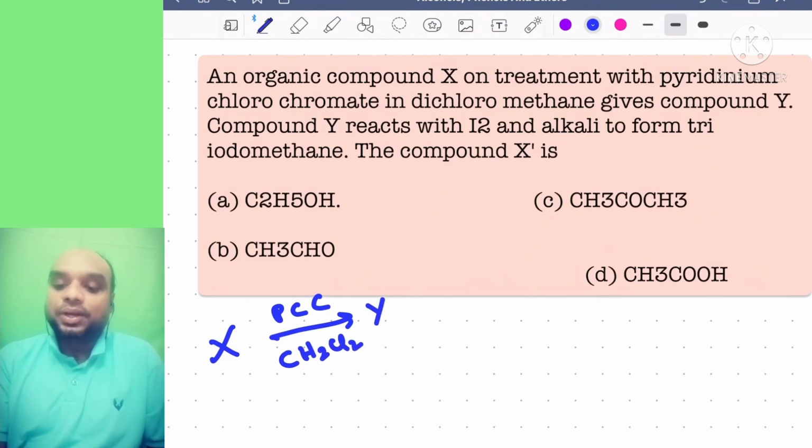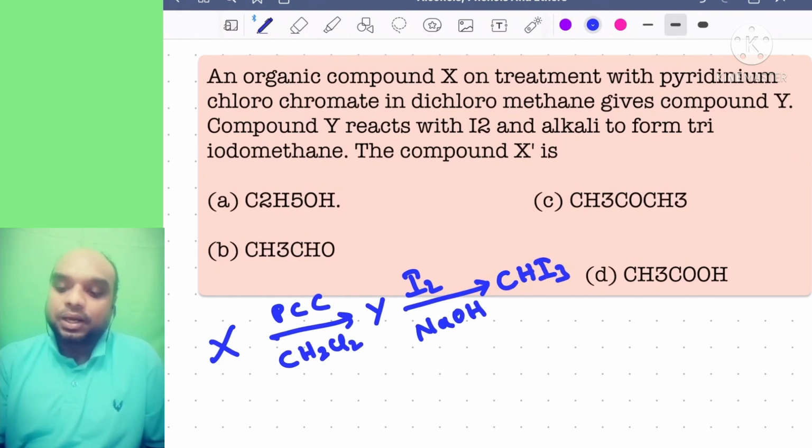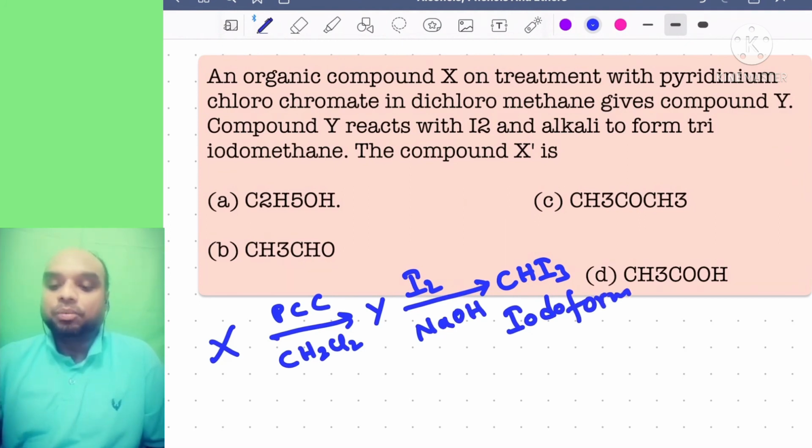This compound Y, when it reacts with I2 and NaOH, gives iodoform, CHI3. So what is X? Here we are using PCC, and whenever you use PCC, alcohols are converted into aldehydes. So X must be ethyl alcohol.